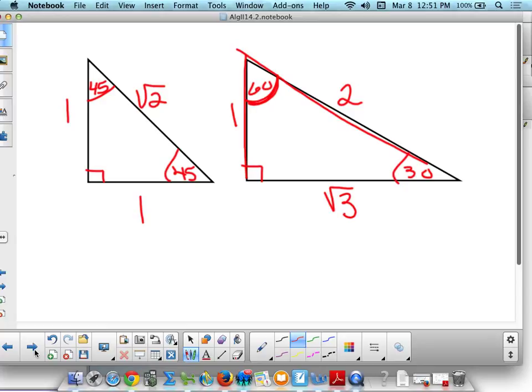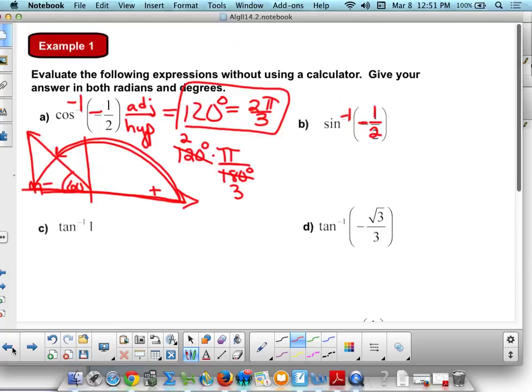Opposite over hypotenuse. You looking at 30? Opposite over hypotenuse. That's what sine is. So it is your 30. Why didn't 60 work? Because the opposite of 60 is what? And you don't have a square root, you have 1. So it's the 30.